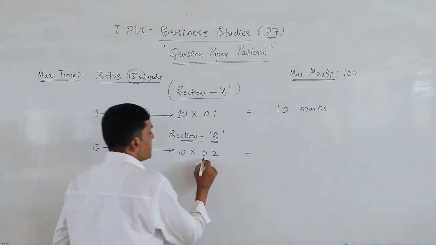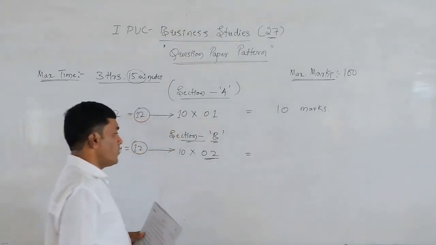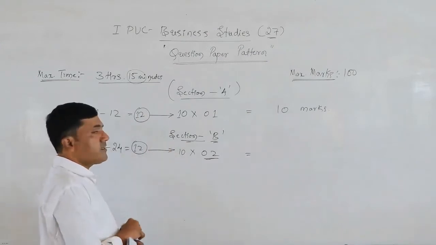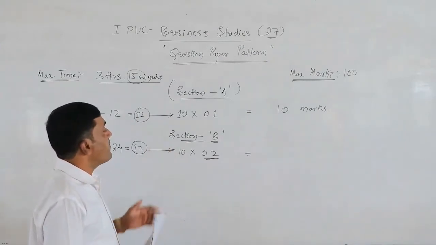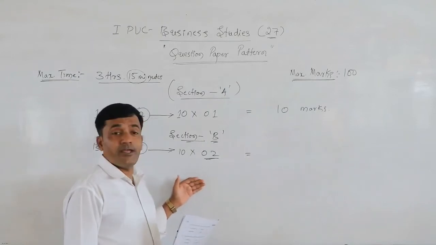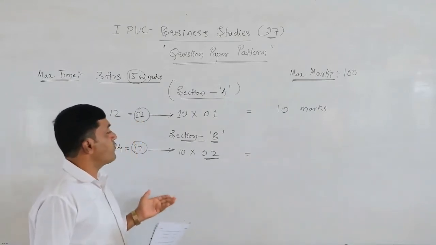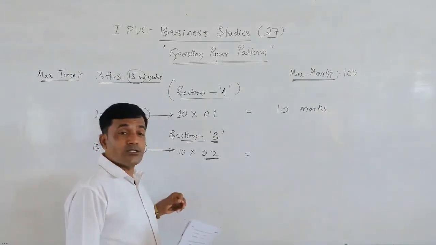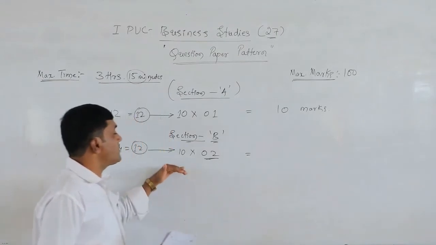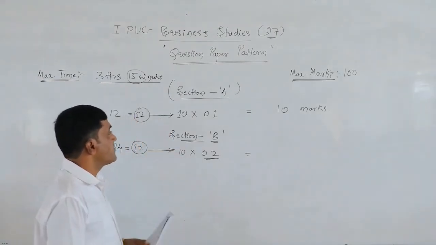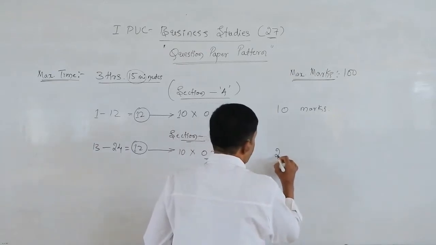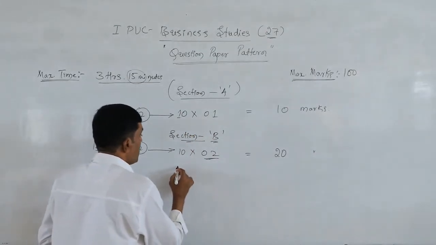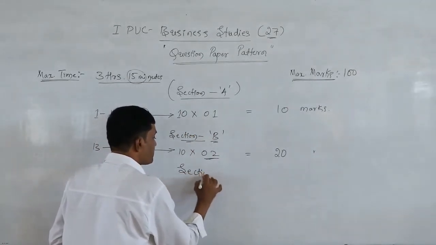Why? Because its weightage is only 2 marks. Under this section, the questions will be like this: the meanings, the definitions, write any 2 features, write any 2 merits, write any 2 demerits, write any 2 differences. The total marks for this section is 20 marks. Now after completion of section B, let us see the next section.